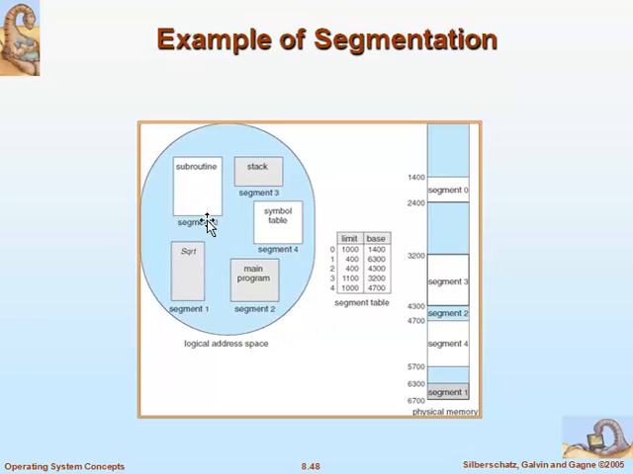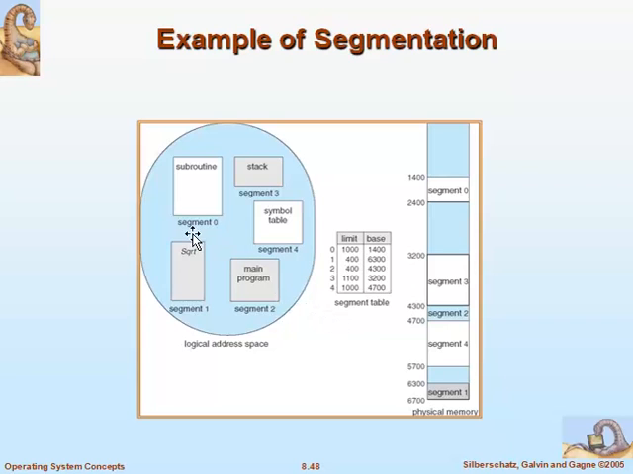For example, for the subroutine, segment 0, the limit is 1000 and the base address is 1400. Similarly for square root, SQRT, segment 1, the base address is 6300 and the size is 400. So on for segments 2, 3, 4, we have the corresponding starting address on the physical memory and the length, or the limit, of that particular segment.